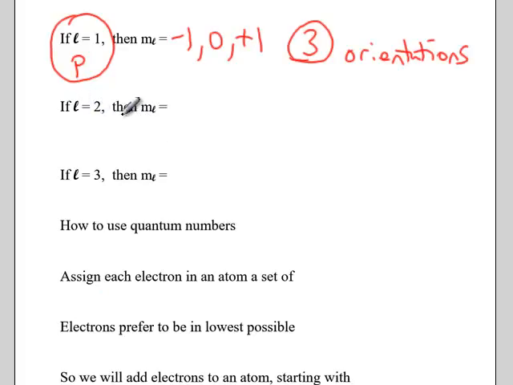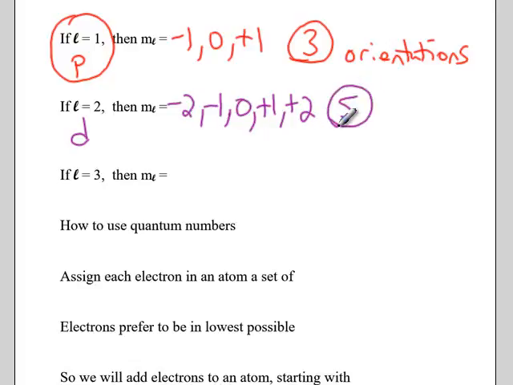If L is equal to 2, we haven't talked about that shape, so you're not responsible for knowing that shape, but you are responsible for knowing what it's called, and that's called a d orbital. M sub l, again, goes from negative L, which would be negative 2, then to negative 1, 0, plus 1, and plus 2. So if we count up, that's 5 different numbers, so we have 5 orientations for d orbitals.